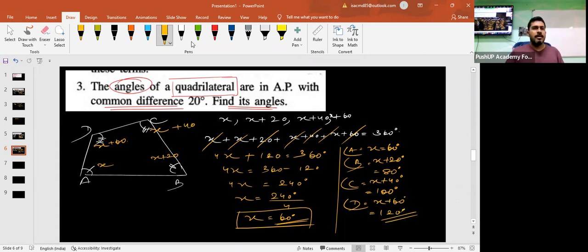Children, please do cross check whether the answer is correct. 60 plus 80 is 140. 140 plus 100 is 240. And 240 plus 120 is 360 degrees. Your answer is correct. And the difference between each and every angle is also equal to 20 degrees, isn't it? 60, 80, 100, 120. Yeah, the difference between each angle is 20 degrees. Okay, so done with the sum.